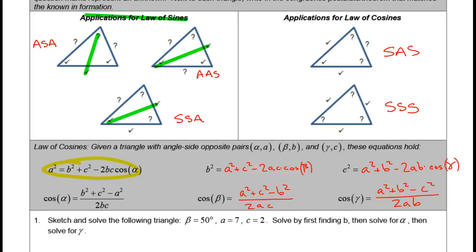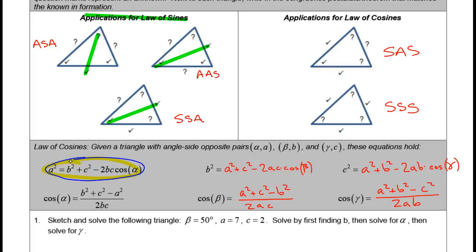There you have it, folks. There's the other versions of the law of cosines. Again, they're all the same. They just have the parts oriented in different ways. So if we use this version right here of a squared equals b squared plus c squared minus 2bc cosine alpha, I'll show you what that means here.